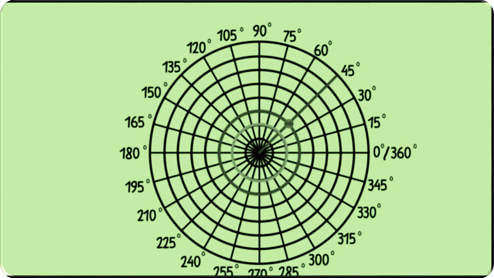If R is 2 units and theta is 135 degrees, the point will lie here. If R is 4 units and theta is 315 degrees, the point will lie here. You may not see this diagram in the textbooks, but it is a really good way to understand the polar representations.